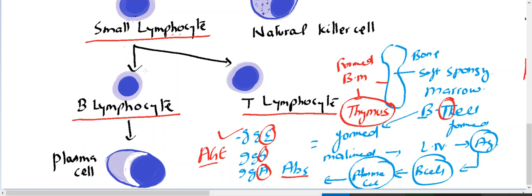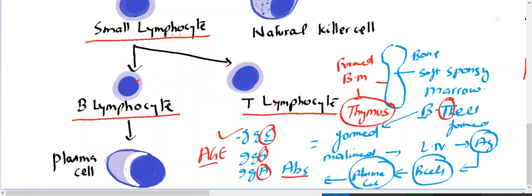The small lymphocyte has no granules and very little cytoplasm. Ultimately they form the B lymphocyte and T lymphocyte. B lymphocytes are formed in the marrow, matured in the marrow, and come to the lymph node, and T lymphocytes are formed in the marrow but mature in the thymus. Ultimately they undergo negative and positive selection, which is in the immunology chapter, guys.